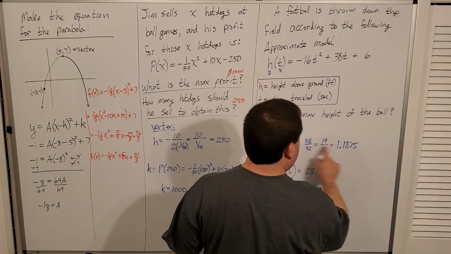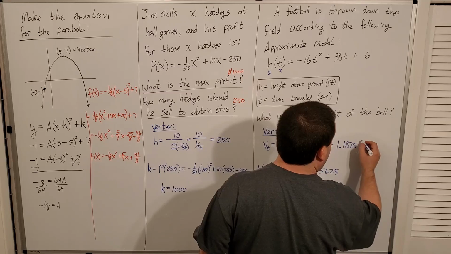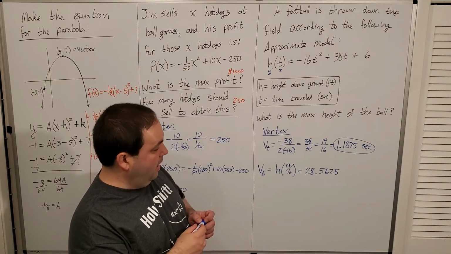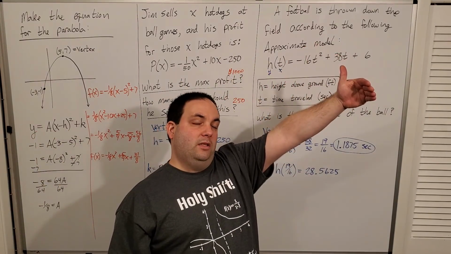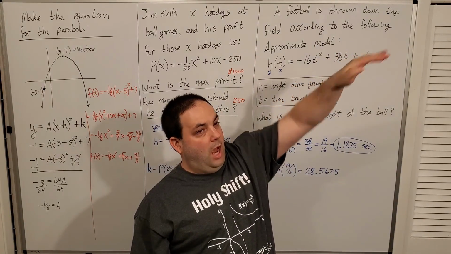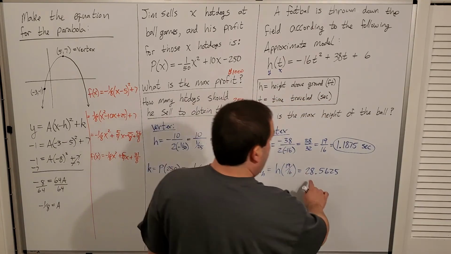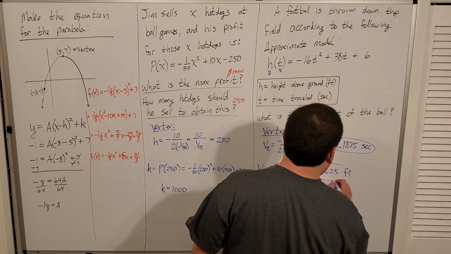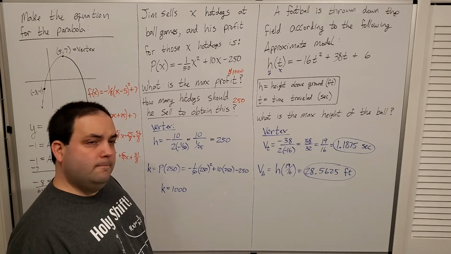So that means this first thing in the vertex right here is the number of seconds that it took to reach that maximum peak, right? So he throws the ball, and 1 and a little bit more of a second later, it's reached the peak height. And how high is it? Well, h is measured in feet. It's about 28.5-ish feet off the ground. Okay?